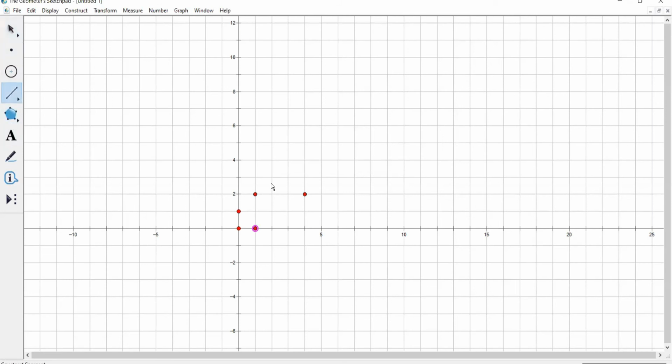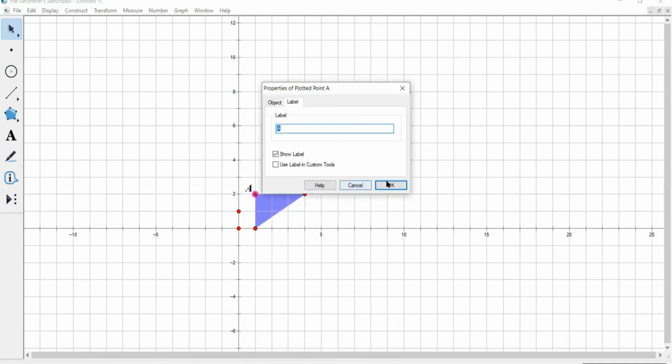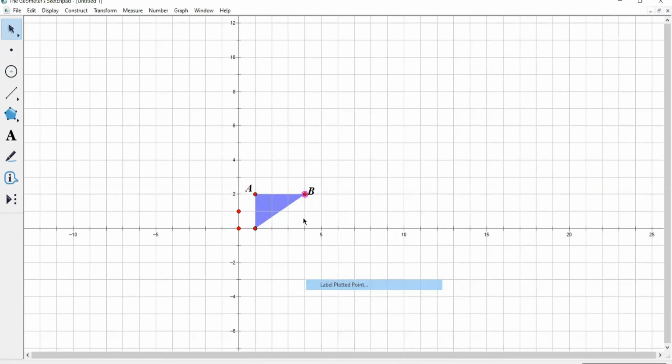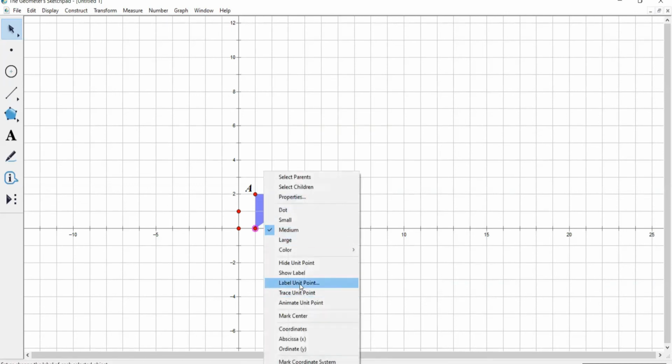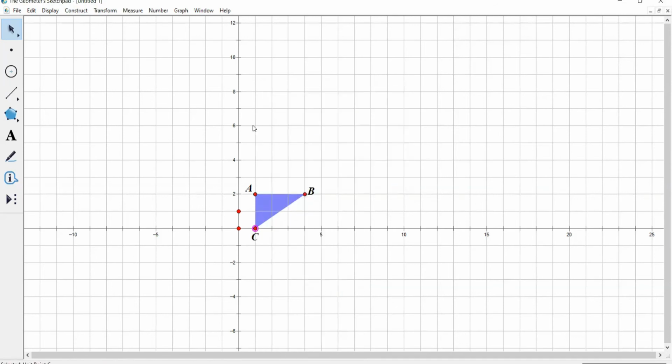Nice. So now we're just going to have to create our polygon. Now our polygon is created. Now that we created the polygon, let's just label it. Label the plotted point, that is A. This is B. And this is C. Now that we labeled our triangle, we'll complete the first part.